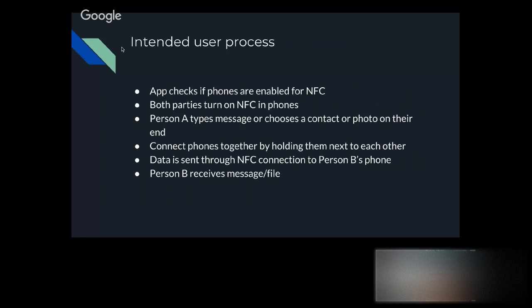And then let's talk about the intended process. The app checks if phones are enabled for NFC. Both parties have to turn on NFC in their phones. Then person A types a message or chooses a contact or photo. Connect the phones together by holding them next to each other. This is the way you can share data. So data is sent through the NFC connection to person B's phone, and then person B receives the message.